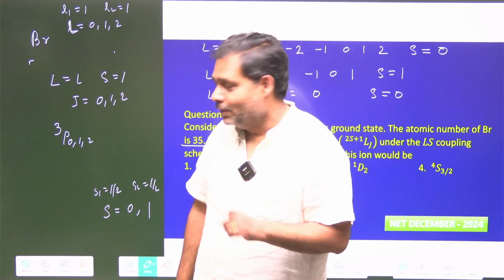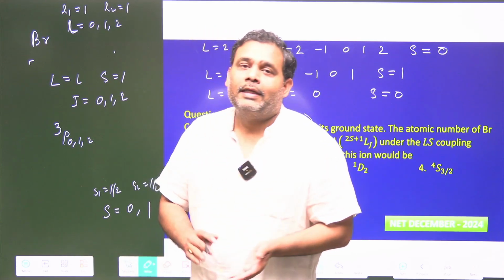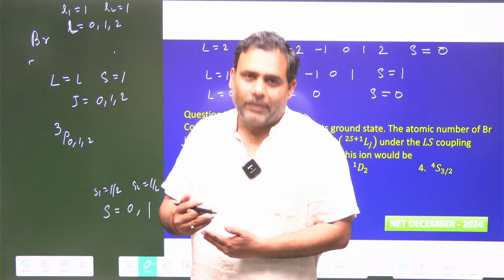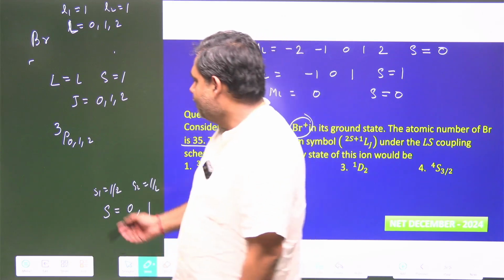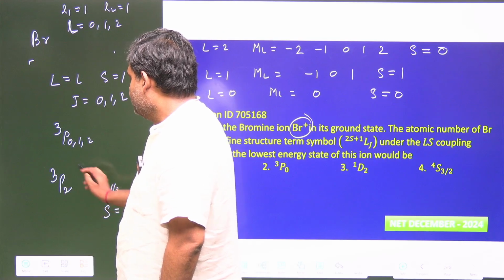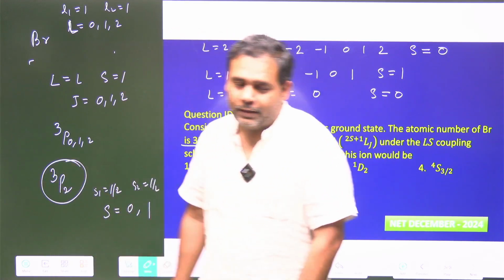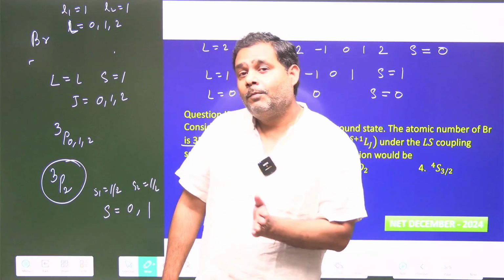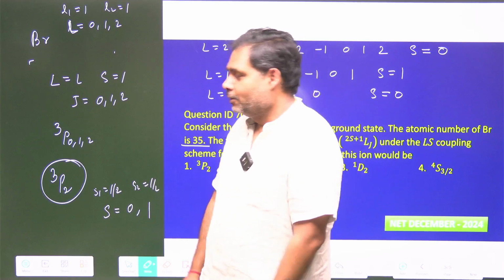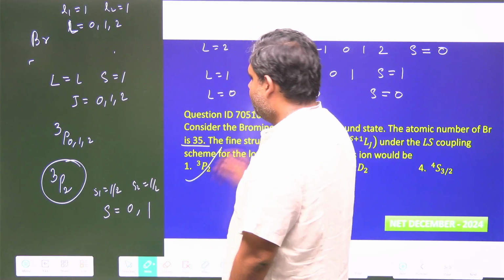But we have to calculate for p4 and here p4 is more than half filled. So, here the inverted splitting will be there. So, we will have the lower value of energy for 3P2 because we have to calculate for p4. So, p4 always has an inverted value of this particular splitting. So, this will be your correct option.